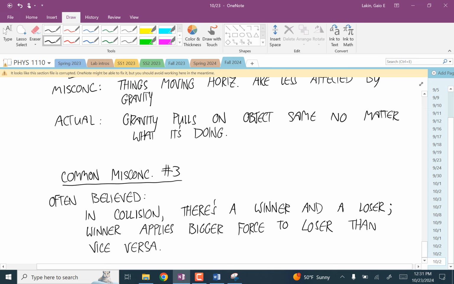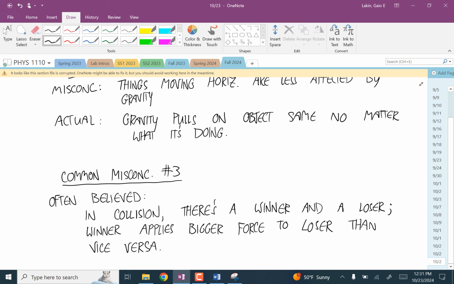Okay, so imagine that you have a collision between a semi-truck and a golf cart. There's a pretty obvious winner and loser in that collision. And so people tend to think the force that the truck applies to the golf cart must be much bigger than the force the golf cart applies to the truck. The truth is, those two forces are exactly the same, just in the opposite direction.